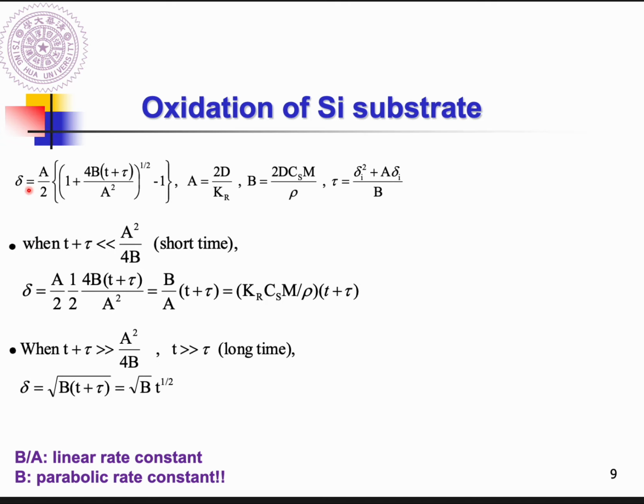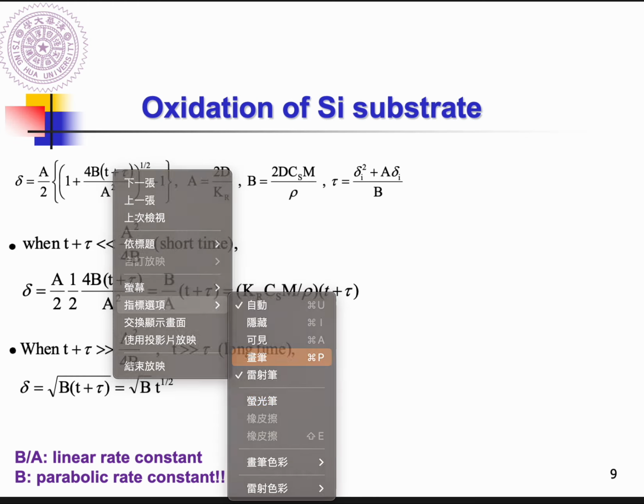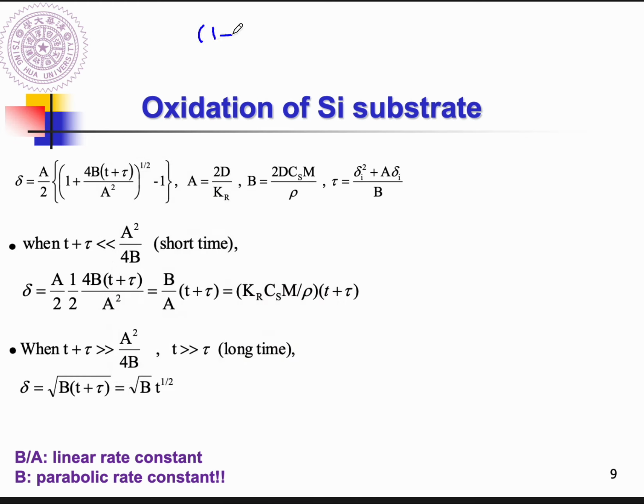And in order to exactly know delta as a function of t, please take a look at the solutions here. You can simply separate t plus tau. If t plus tau is quite smaller than A squared divided by 4B, which means this term, t plus tau times this value, will be quite small. So as I mentioned before, you use 1 plus x to the power of 1/2. If x is very small, then you can rewrite it as here, right? 1 plus.